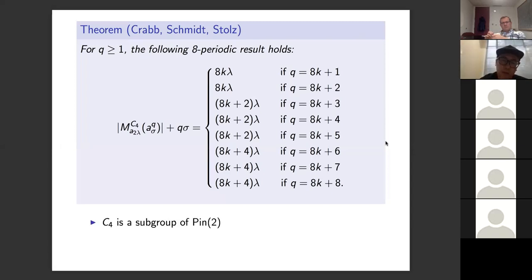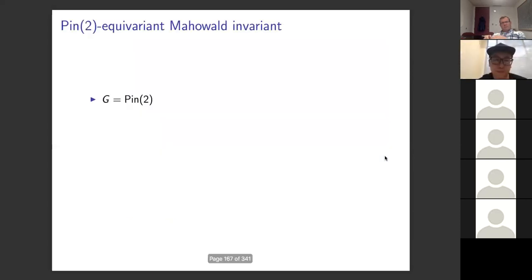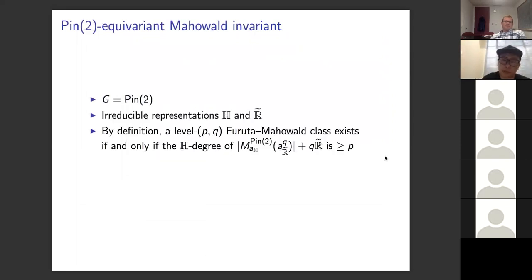Since C4 is a subgroup of Pin(2), Minami and Schmidt used this theorem to deduce the non-existence of certain Furuta-Hopf classes, and it has applications in four-dimensional topology. So in our case, we're interested in Pin(2), and those are the two irreducible representations we mentioned earlier. By definition, a level p,q Furuta-Hopf class exists if and only if we have some inequality on the H part of the degree of this Pin(2) equivariant Hopf invariant.